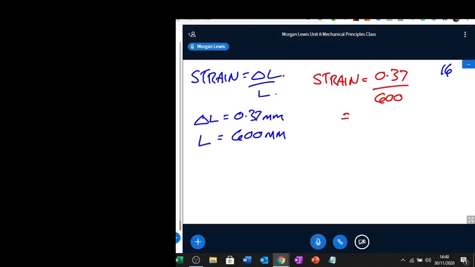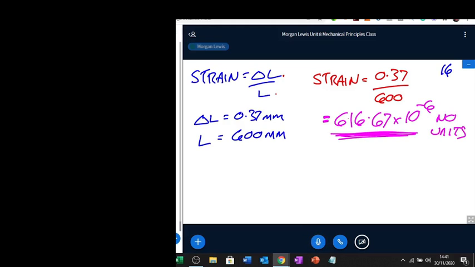What's it give us, Lucas Banks? You're the last one to type. What's it give us? 0.37 divided by 600. This is the strain, no units. As long as they're both in the same units, you should get the same answer. 616.67 times 10 to the minus 6. No units, it's just a ratio. Right. That's strain done.